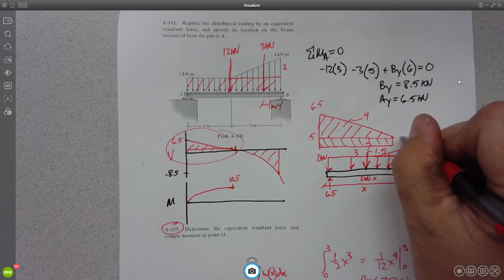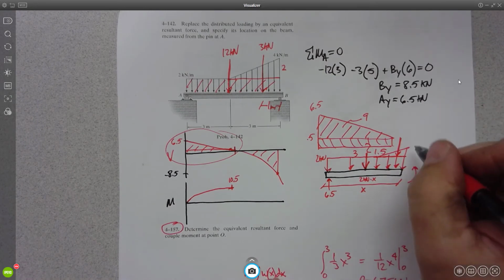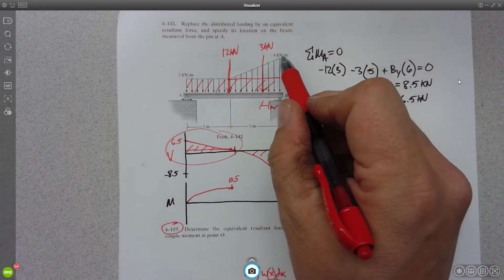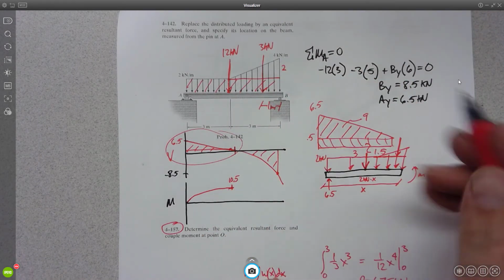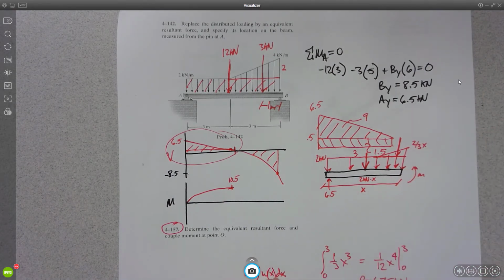And if we want the resultant of this guy, the height of it is going to be the slope here. We go up 2 as we go across 3. So the slope is 2/3 x. What's that?